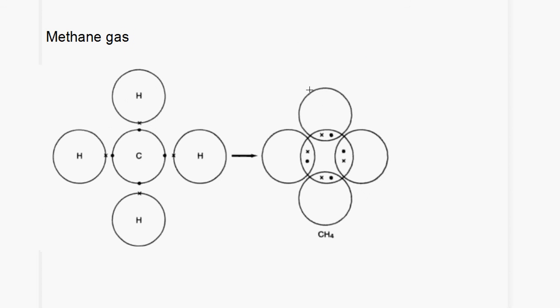The next example we're going to look at is methane gas, and methane is CH4, and carbon has 4 electrons in its outer shell. So what it needs to do, it needs to share 4 electrons with 4 electrons from the 4 hydrogen atoms. So what happens is that we end up with 1, 2, 3, 4, 5, 6, 7, 8, and methane looks something like this.